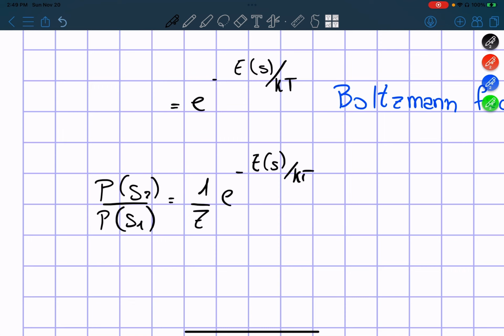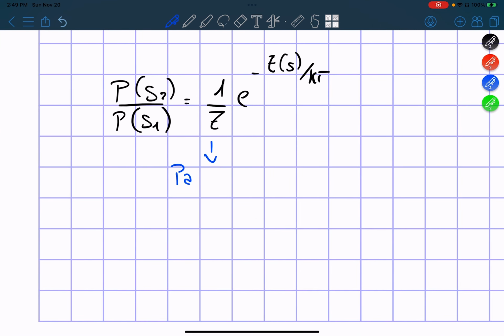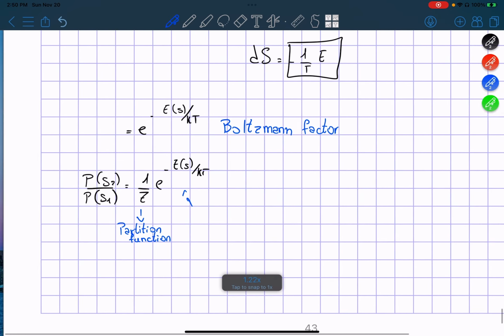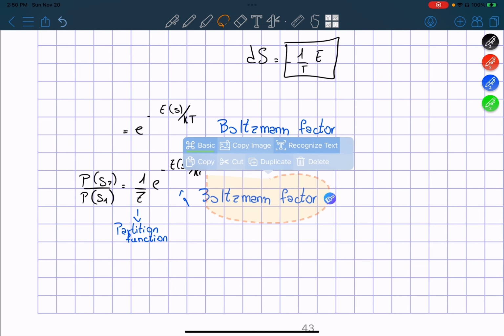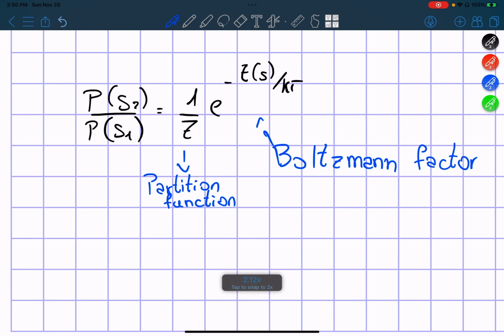Again, it's not a very complicated value, but this 1 over Z is what's called the partition function, that we will see next. And instead, the right side is what we just said, the Boltzmann factor. So this is all you need to remember from this part. And then we're going to analyze the partition function in the next video.